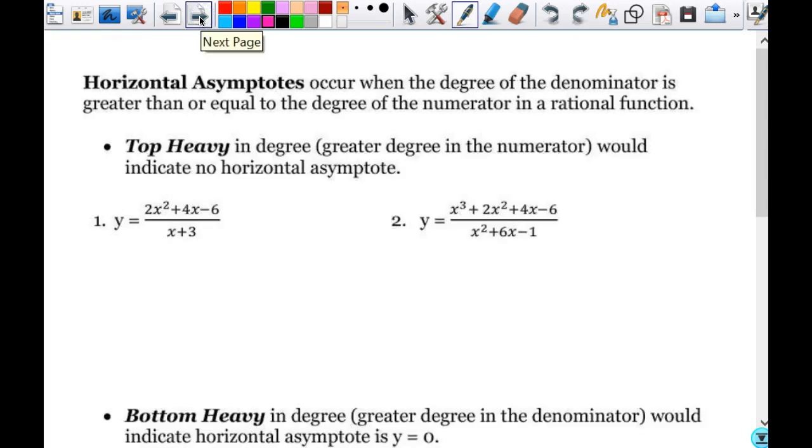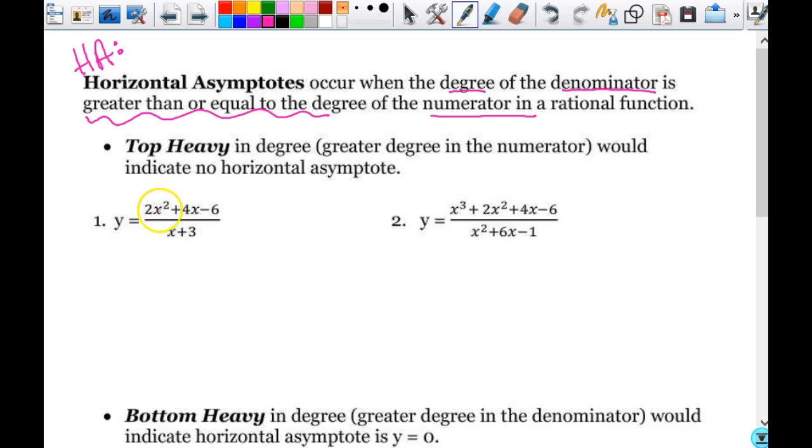All right, horizontal asymptotes. So there's 3 different versions of this. They occur when the degree of the denominator is greater than or equal to the degree of the numerator in a rational function. So when it's top heavy, okay, so horizontal asymptote, HA. Greater degree in the numerator would indicate no horizontal asymptote. So since x squared is up here, we've got x plus 3 down here. We're not even going to worry about the rest of them right now because it might have some other discontinuities, but right now we're just looking at horizontal asymptote.